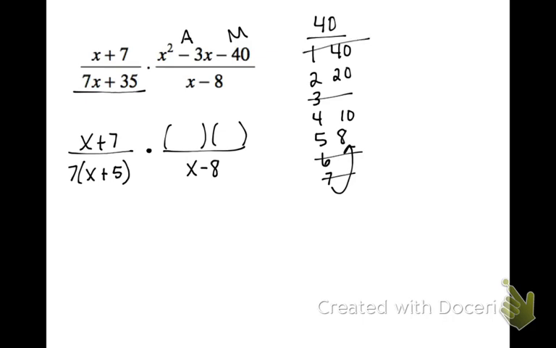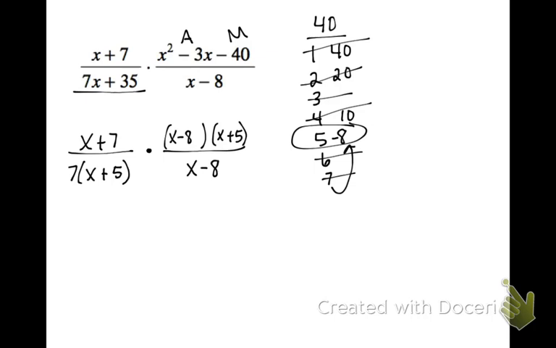Well, not 1 and 40, not 2 and 20, not 4 and 10. So there it is, 5 and 8. I'm going to make my 8 negative so that it adds to a negative 3. So I have x minus 8 and then x plus 5.